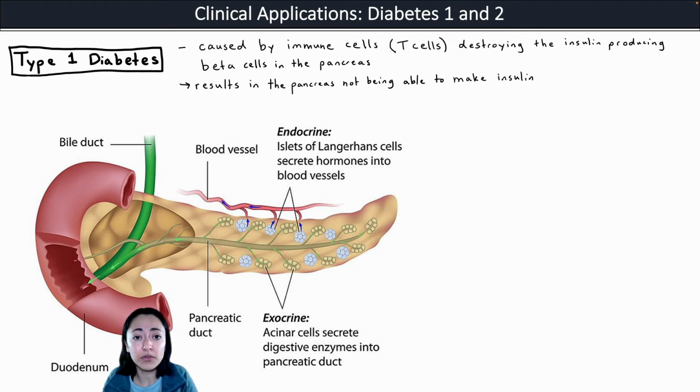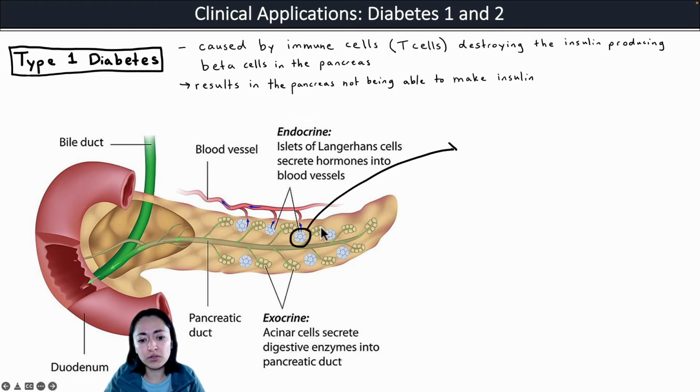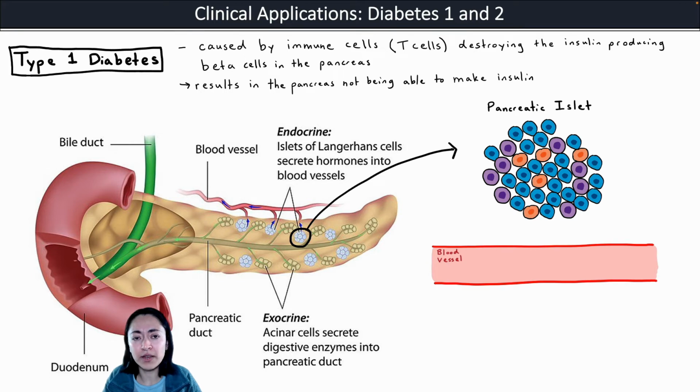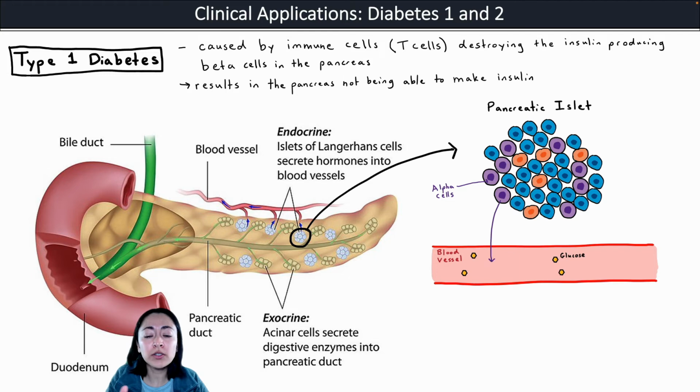and therefore they cannot regulate their blood glucose levels. Okay, so let's look closely at one of these pancreatic islets to see what's happening whenever somebody has type 1 diabetes. So here's a pancreatic islet. There are actually 3 major cell types within the pancreatic islet, and each cell type is producing a different hormone. Here we have the blood vessel. Now remember that glucose travels through your blood in order to get to your tissue cells. The purple cells pictured here are called the alpha cells, and they secrete glucagon into your blood. And remember, glucagon is a hormone that increases your blood glucose levels.